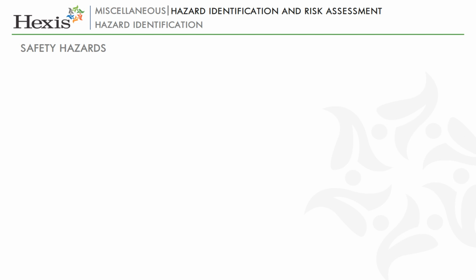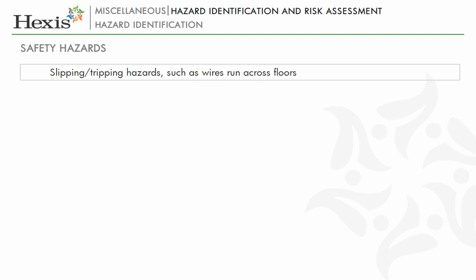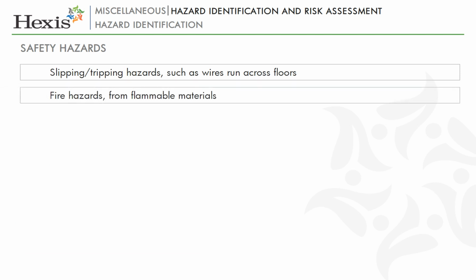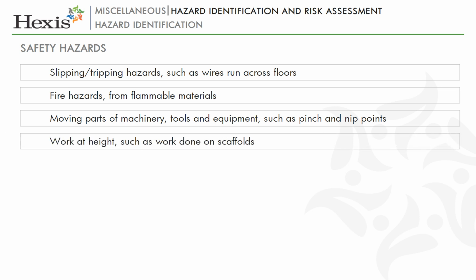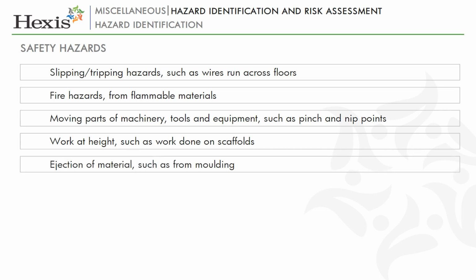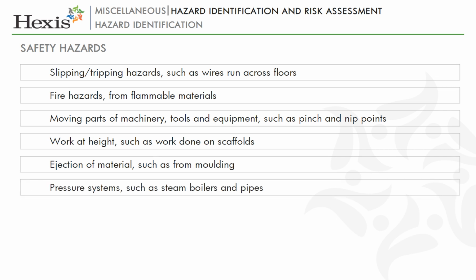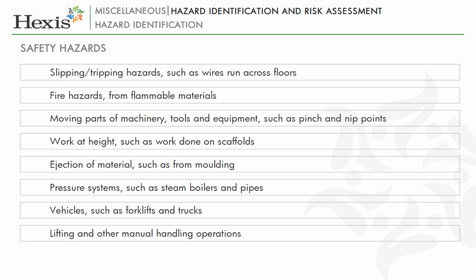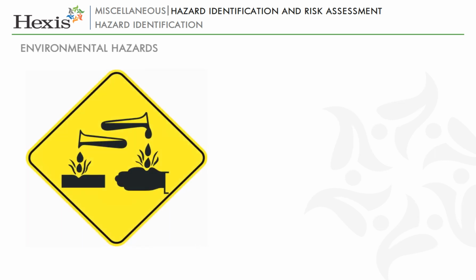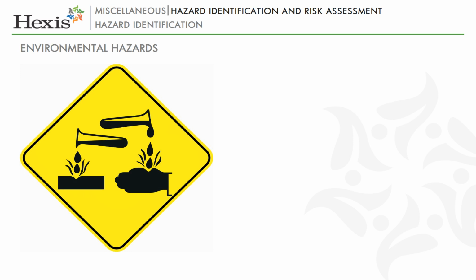Some examples of safety hazards include, but are not limited to, slipping or tripping hazards, such as wires run across floors, fire hazards from flammable materials, moving parts of machinery, tools and equipment, such as pinch and nip points, work at height, such as work done on scaffolds, ejection of material, such as from molding, pressure systems, such as steam boilers and pipes, vehicles, such as forklifts and trucks, lifting and other manual handling operations, and working alone.